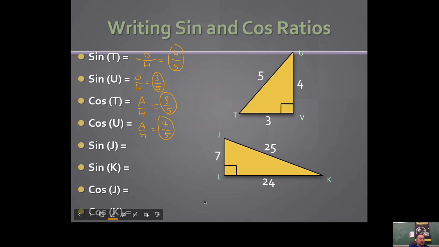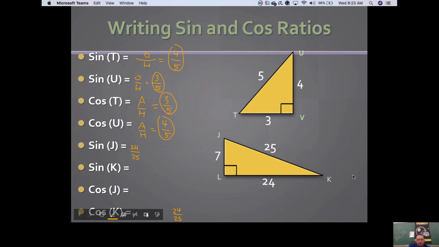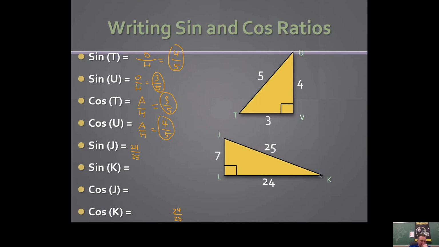Okay, let's do these last 4 here using this triangle. Sine of angle J. Here's J. Sine is opposite over hypotenuse. So it's 24/25. Now I automatically know that the cosine of the other acute angle is going to match this. So if I wanted to, I could come down here and I could say cosine of K is 24/25. Sine of angle K, K is this angle. Sine is opposite over hypotenuse, so it's 7/25. Again, I know that cosine of the other acute angle is going to match, so it's also 7/25.